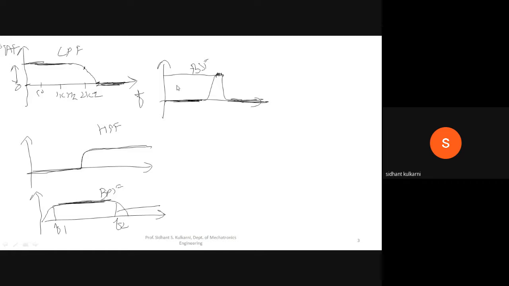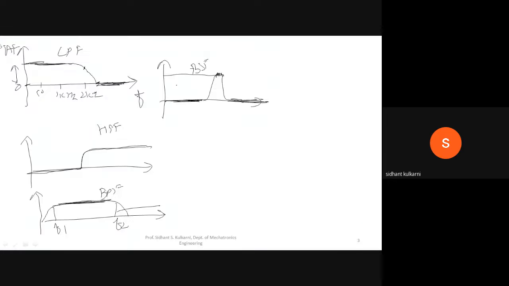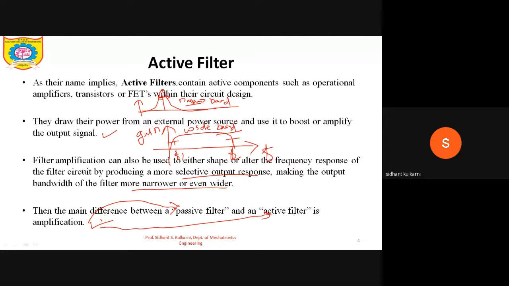So this is about active filters in this circuit, and this completes your unit number 1. If you have some doubt, please ask. I have recorded the session. It will be made available to you on LMS. Don't worry about that.